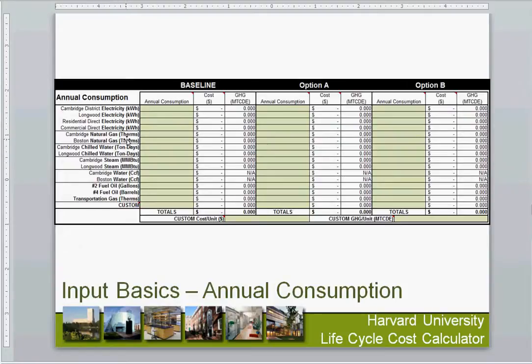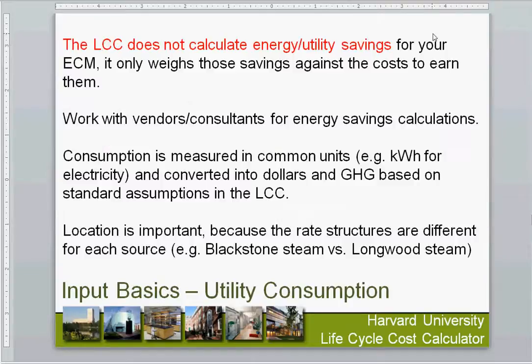So we look at natural gas in therms, we look at electricity in kilowatt hours, we look at water in 100 cubic feet. So all of these things are set up. You just enter the common unit, the consumption, all the costs, and GHG is taken care of for you. You don't have to worry about it. So you just need to know those potential differences in savings and costs. As I've discussed multiple times, the LCC isn't going to calculate the utility savings for you, and you're going to need to work with someone to do this.